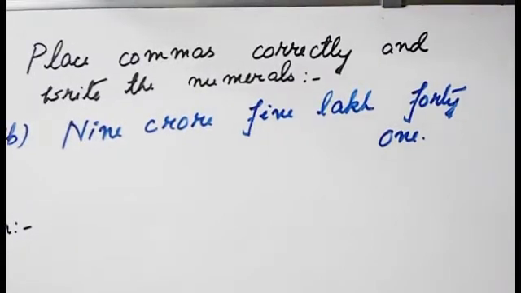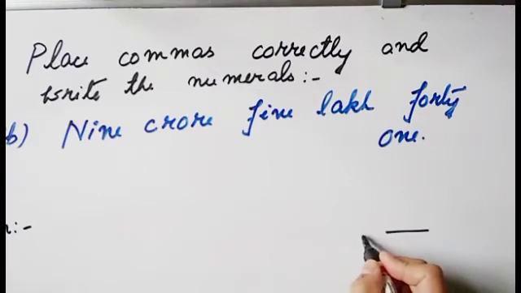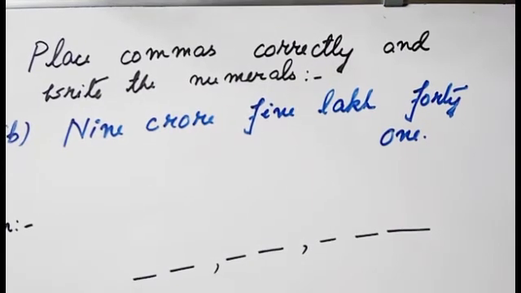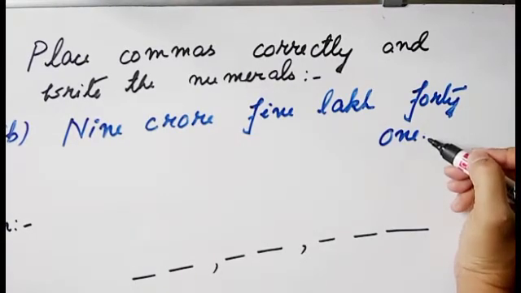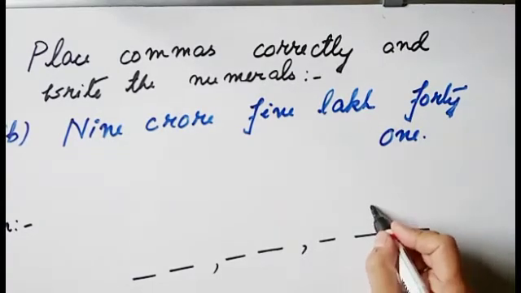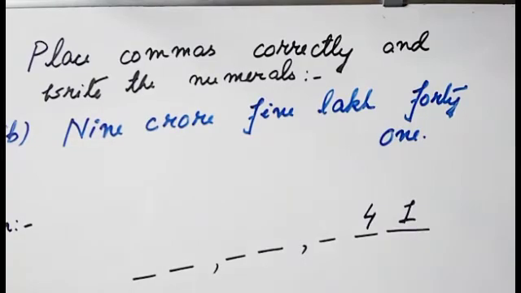Like question number 1, the first comma comes after 3 digits starting from the right side. The second comma comes after 2 digits. The third comma will also come after 2 digits. Right, students? So all we have to do is put the digits in their respective place values. Let us start. 41. They are in the ones and tens places, right? But they do not mention any digit to be written in the hundreds place, so we'll write 0 here.